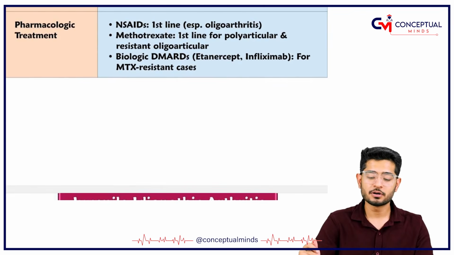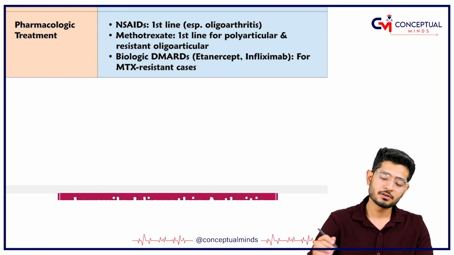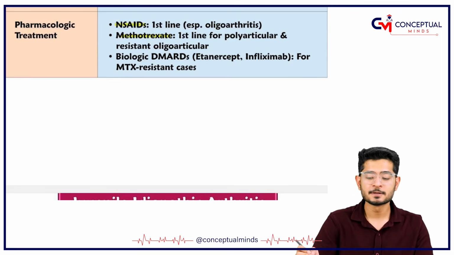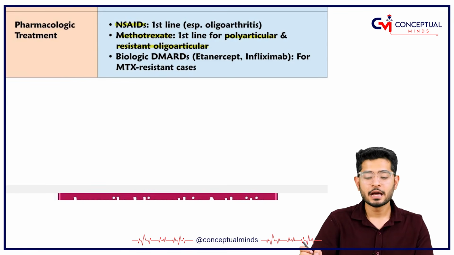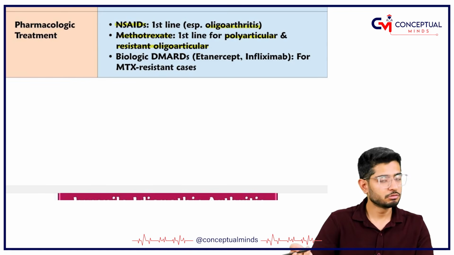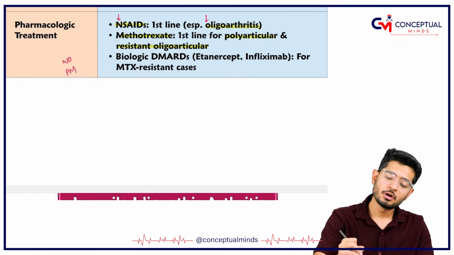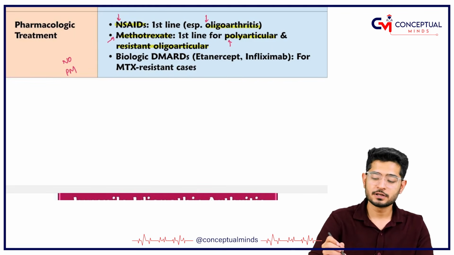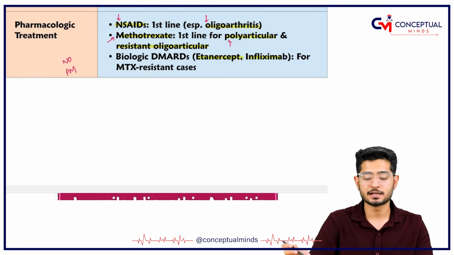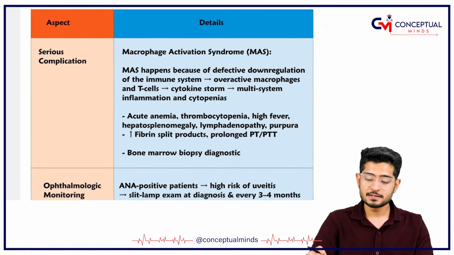Now, what is the pharmacological treatment? This is an idiopathic inflammatory case, so we have to give anti-inflammatory drugs. We give NSAIDs and we give methotrexate. Methotrexate will be given in polyarticular cases, and of course in the resistant cases, and NSAIDs are given in oligoarthritis. So remember NO PM: NSAIDs in oligo, P for polyarthritis, M for methotrexate. And of course we can give some biological DMARDs also, like infliximab, etanercept, etc., for methotrexate resistant cases.